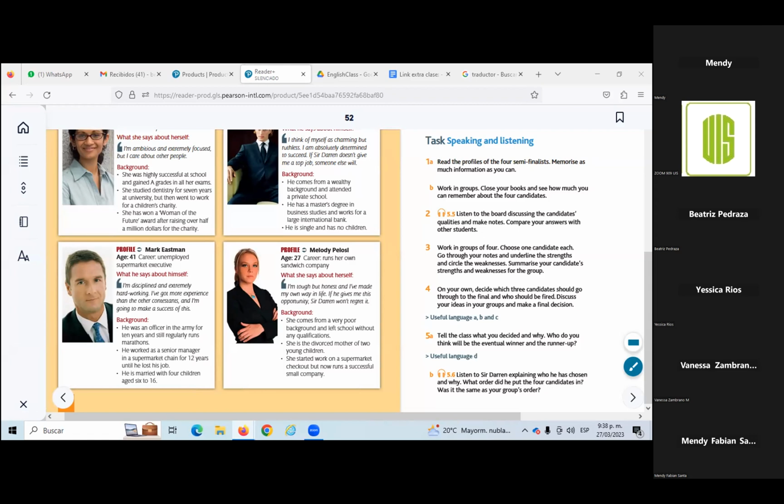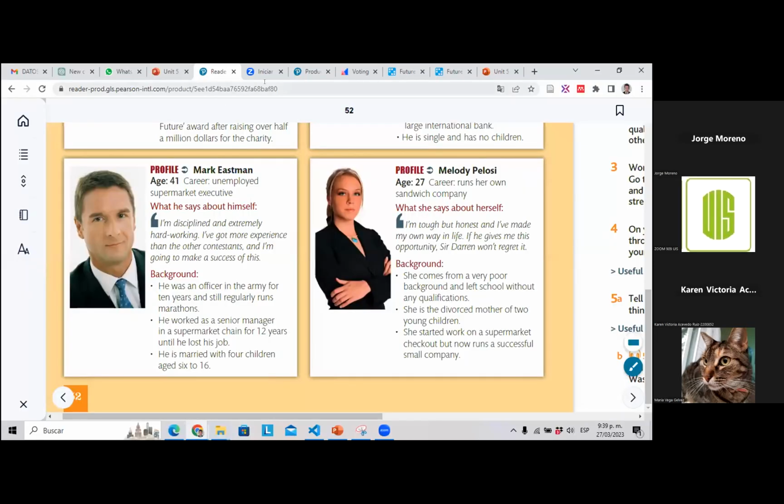Listo. And he's absolutely determined. Teacher, absolutely determined is a strength. Yes. Ser determinado. It's a good thing, it's a strength. Okay, teacher, thank you.